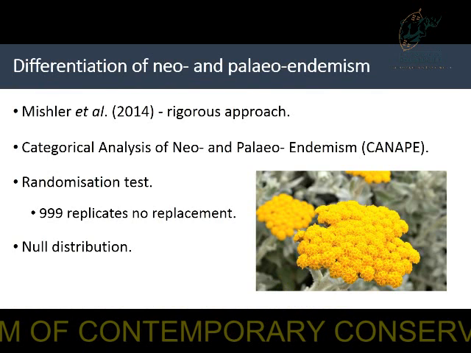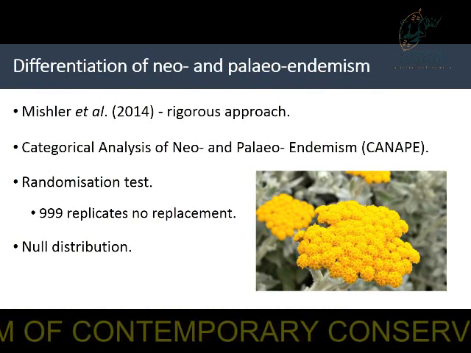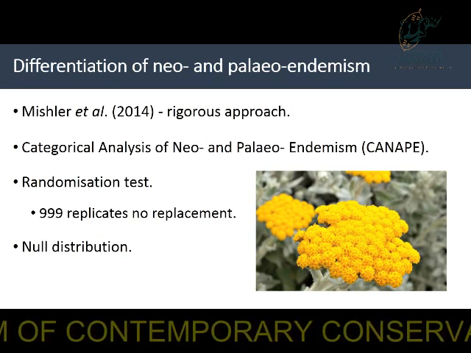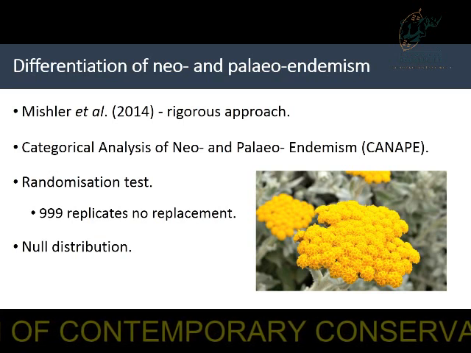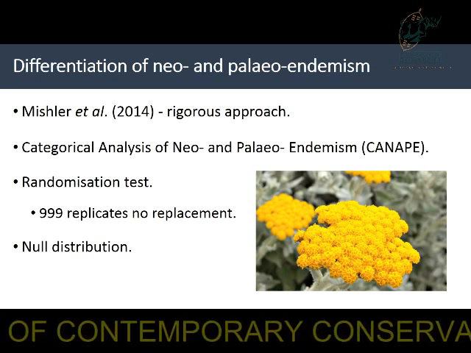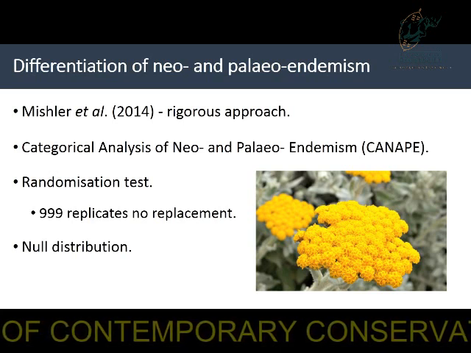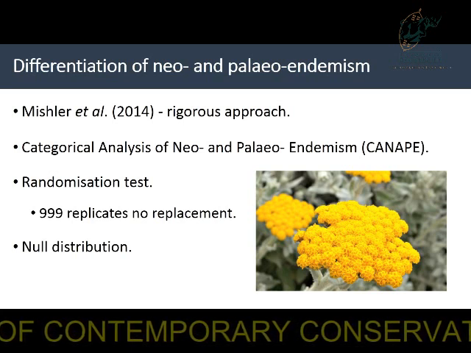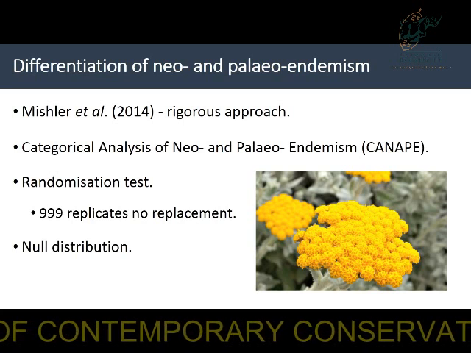And then to differentiate between areas of neo- and paleo-endemism, a rigorous approach brought forward by Mishler et al. 2014 was used. And this is known as the categorical analysis of neo- and paleo-endemism, and in short, CANAPE. This program uses a randomization test with 999 replicates, no replacement, and the diversity values obtained from the randomization test form the null distribution that is then used to compare the distribution of values from the actual diversity indices.